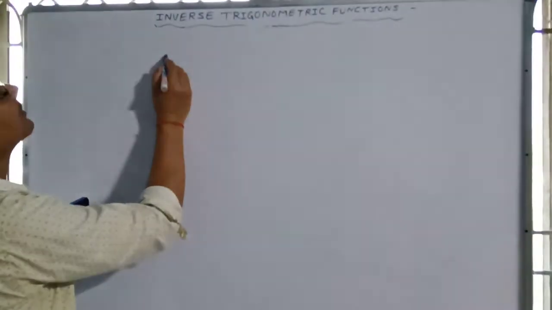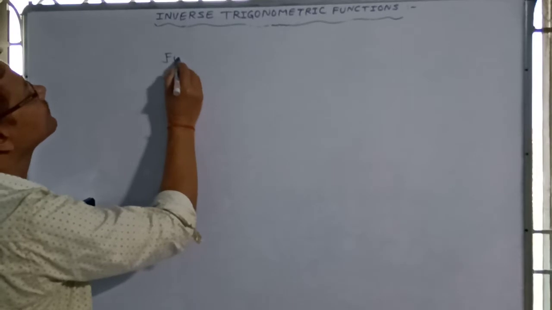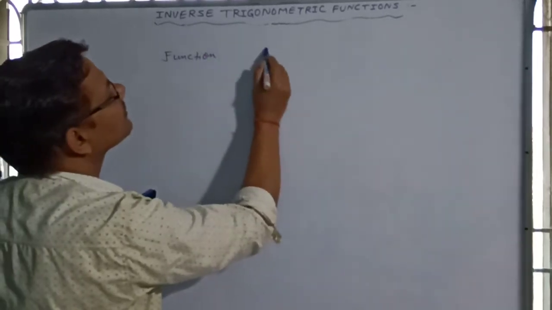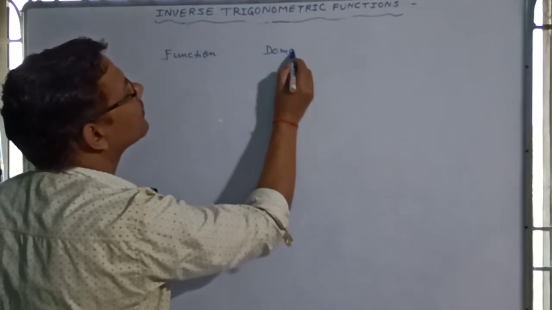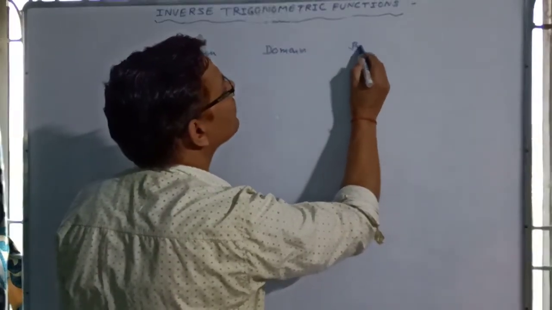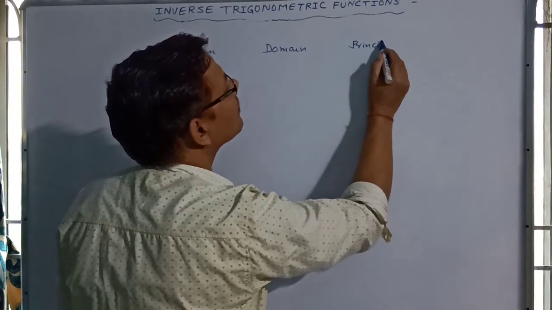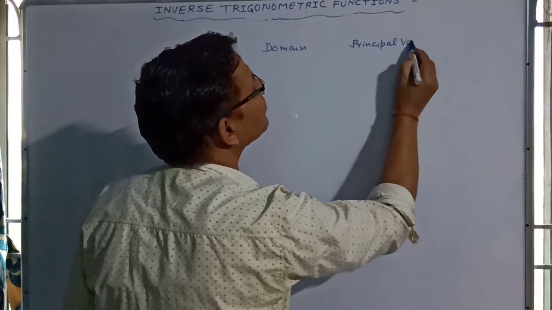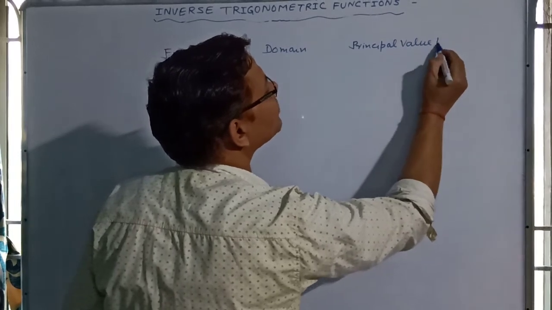So I am writing the function, that is the domain, and here the principal value branch.